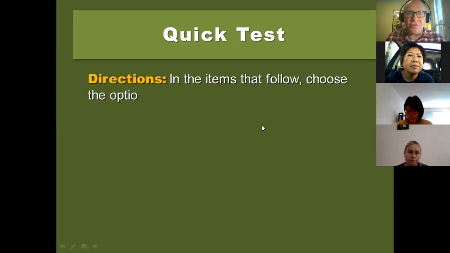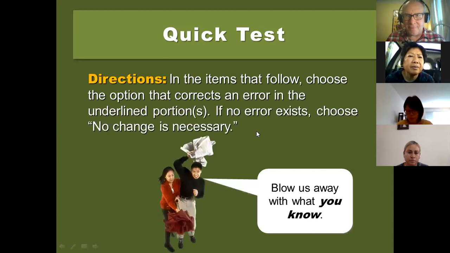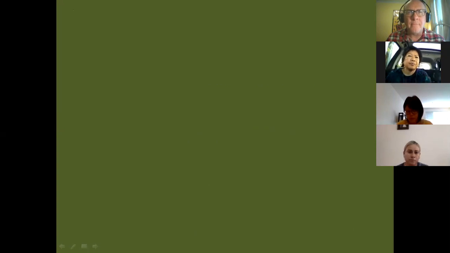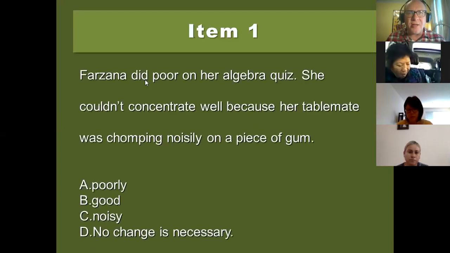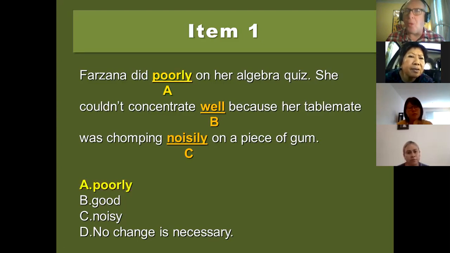Directions. In the items that follow, choose the option that correctly fixes an error in the underlined parts. If no error exists, choose no change is necessary. All right, here we go. Number one, Faranza did poor on her algebra quiz. She couldn't concentrate because her table mate was chomping noisily on a piece of gum. Poor, well, noisily. Which one is wrong? Or are they all correct? Poor should be poorly, right? Because we're describing an action.